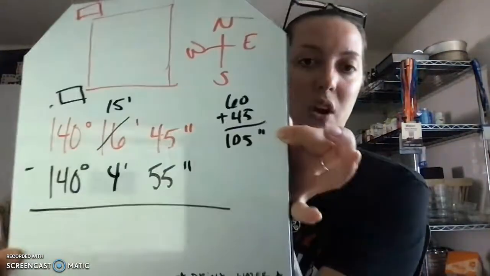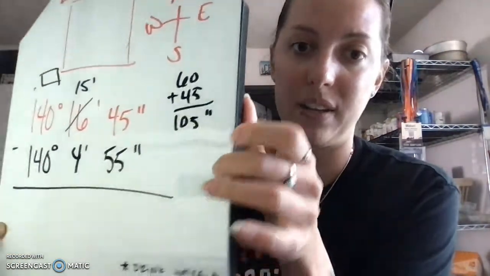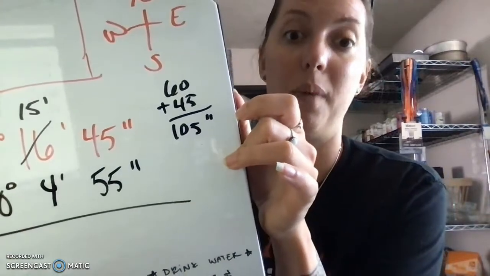And then how many seconds are in a minute? 60, right? So we got to do our little math over here. 60 plus 45, that's 105 seconds, right? So 105 seconds. So now we can do subtraction. Now we can subtract 55 from 105. And I can't do that in my head, so I have to use my lovely little calculator here. So 105 minus 55 is 50, okay?